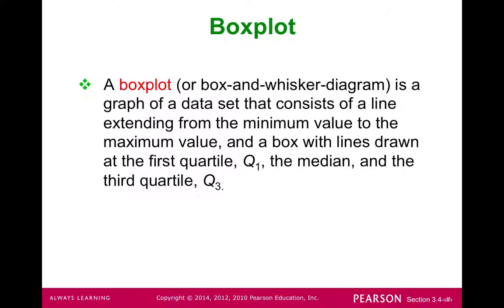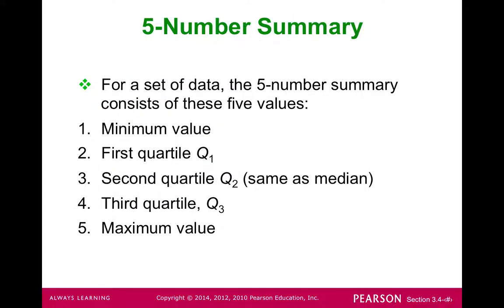Finally, we need to talk a little bit about box plots. Box plots are a type of specialized graph. They're also known as box and whisker diagrams. Essentially, it's a graph of a data set that consists of a line extending from the minimum value to the maximum value and a box with lines that are drawn at the first quartile, the median, and the third quartile. So it's essentially a type of graph that deals with this 5-number summary that we discussed on the previous slide.